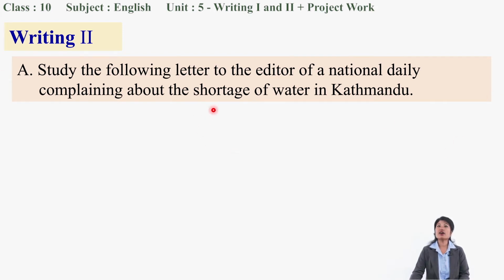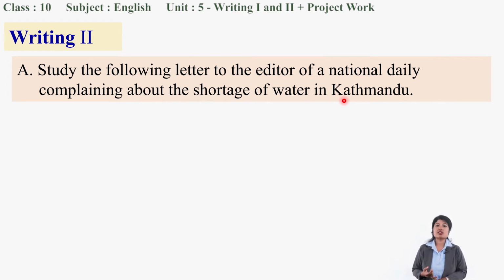Okay, this is a formal letter. We have been learning formal letter since Unit 1, right? From Unit 1 we have been learning formal letter. In Unit 1 we wrote letter to whom? Mayor. And now this time we are writing letter to editor of National Daily newspapers.